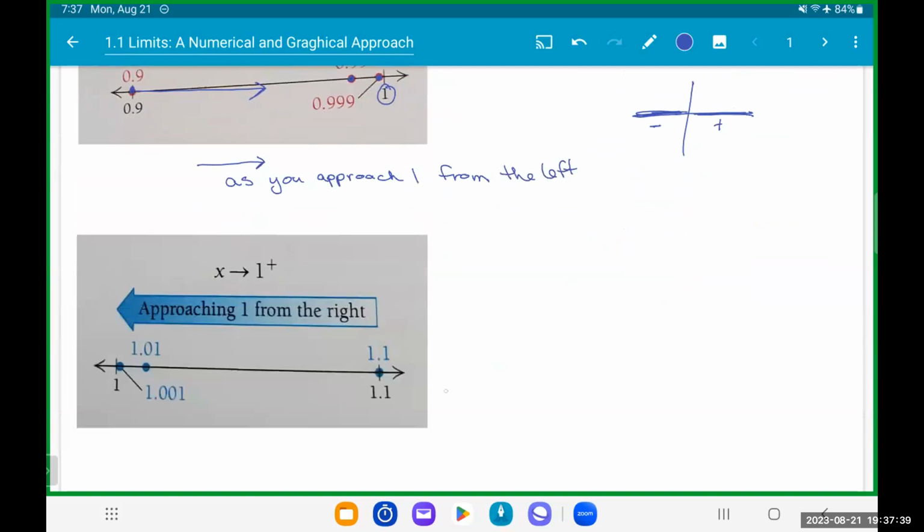And that's because we have this sequence here that is, we have this 1.1, right? And we're moving closer to the 1 from the right. So we have 1.1 as a value, 1.01, 1.001, and so on.